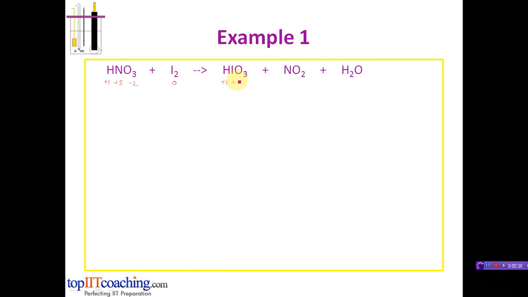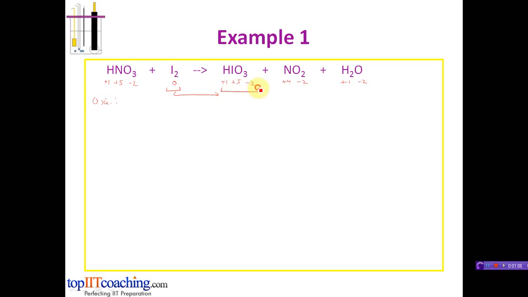Oxidation number of iodine in HIO3 is +5 and of oxygen is -2. In NO2, the oxidation number of nitrogen is +4 and that of oxygen is -2. In water, oxidation number of hydrogen is +1 and of oxygen is -2. Now first of all, let's consider the oxidation reaction that is taking place.